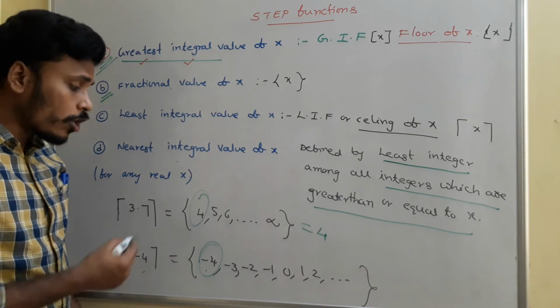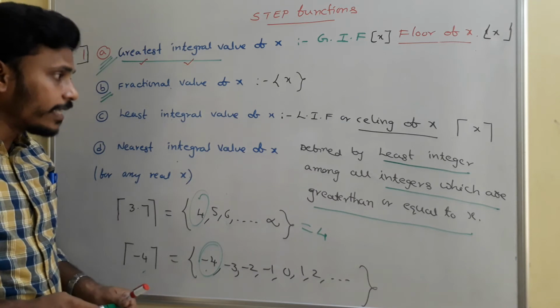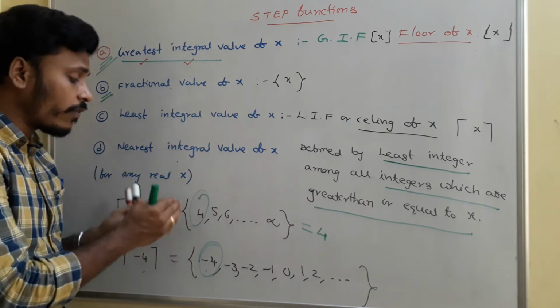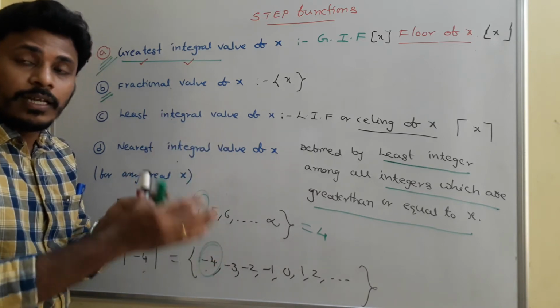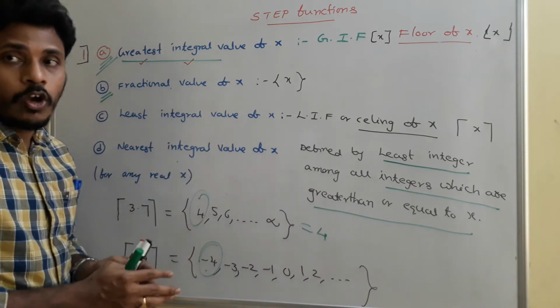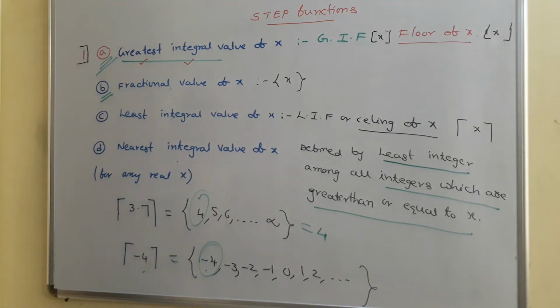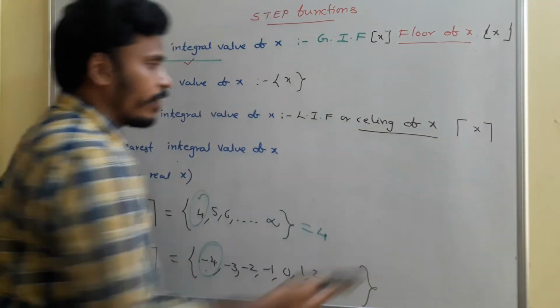Is it clear? So if you represent the least integral value of 3.7 on the number line, this least integral value of 3.7 which is 4 is the right side of the 3.7. It just looks like this ceiling. Okay, just have a look the definition. I will erase it for the representation on the number line. Okay, right. So just have a look.